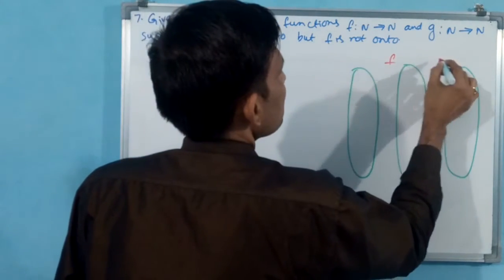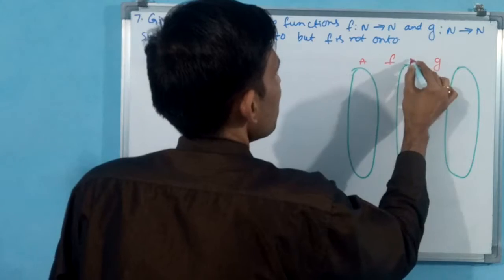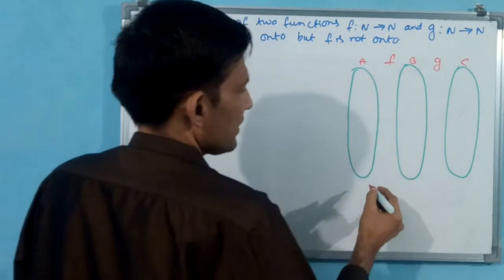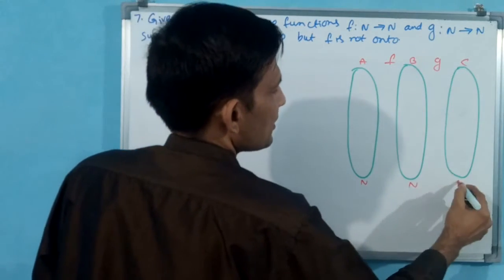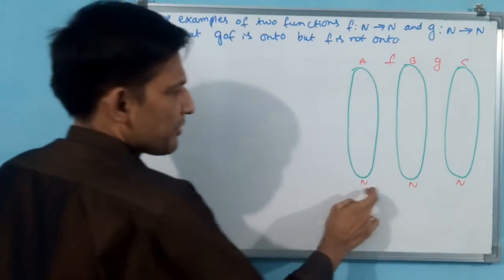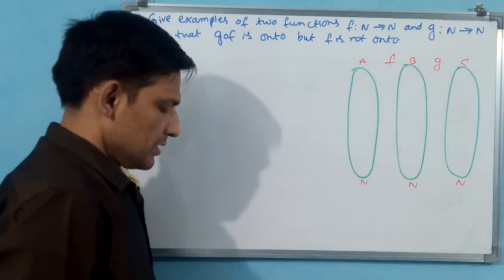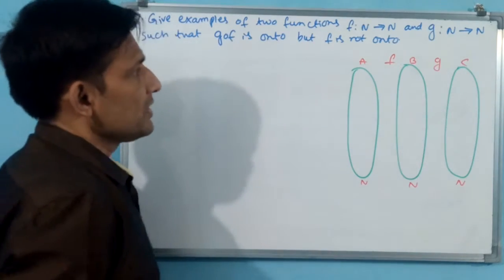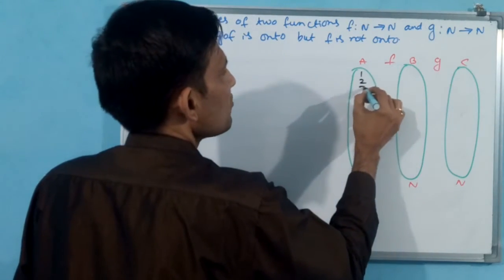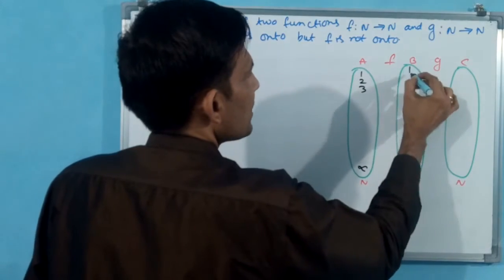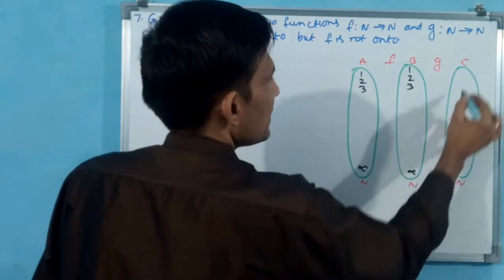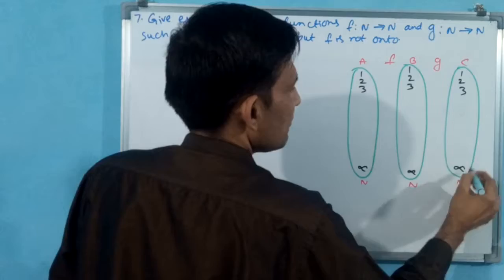This is f, this is g, A, B, C. All are natural numbers only. These are representations of numbers, but for notation we can take A, B, C. Now see here, all are natural numbers, which means 1, 2, 3 to infinity will be there.